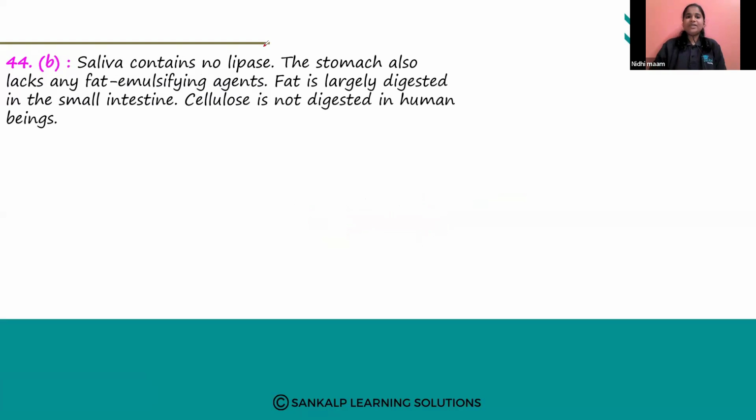Saliva does not contain lipase enzyme, which will break down the fat. The stomach also lacks any fat emulsifying agents. So fat is largely digested only in the small intestine. Cellulose is not digested in humans, because we do not have cellulase enzyme. Cellulose and lignin act as fiber, but they are not digested and do not give us any energy.